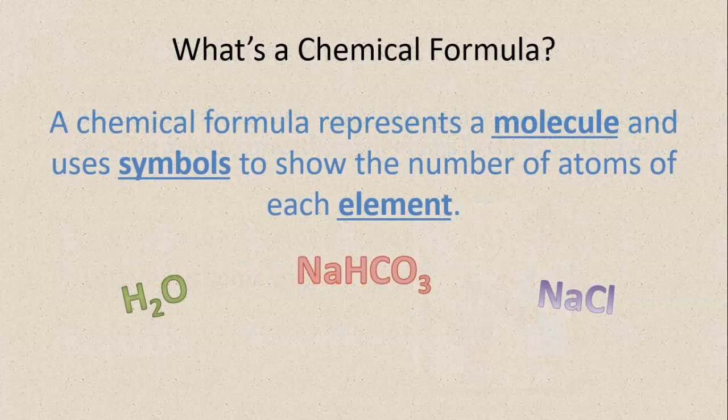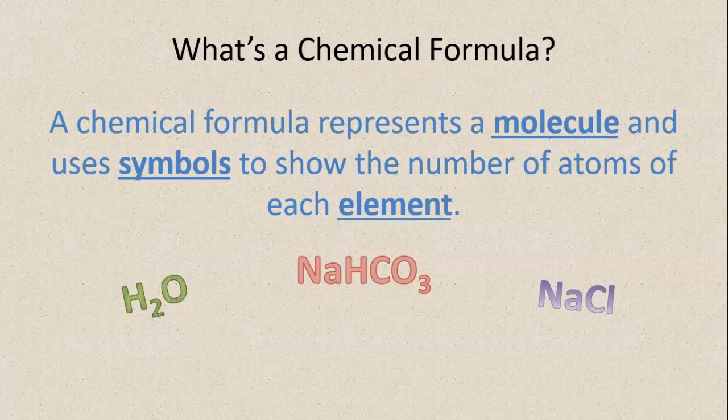All right, so first thing we need to know, what is a chemical formula? Well, a chemical formula represents a molecule. Remember when we talked about chemical bonding, we talked about molecules, and how a molecule is atoms that are bonded together, typically by covalent bonds. And that molecule uses symbols to show the number of atoms of each kind of element.